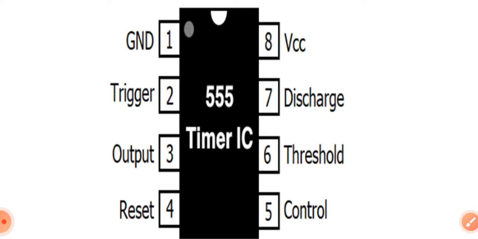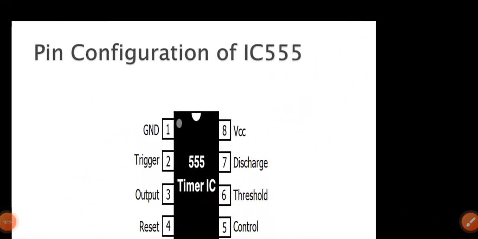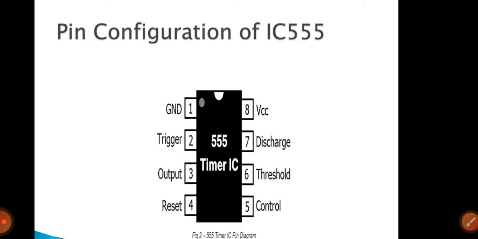Pin number 5 is for the control voltage. An external voltage applied to this terminal changes the threshold as well as the trigger voltage. Threshold voltage means it reaches the high voltage. If we are giving 5 volts, it reaches 5 volts, then afterwards the voltage will not pass that, and it starts discharging. The peak of the voltage, the high voltage, we can call the threshold voltage. Pin 7 is discharge. Charging and discharging is the working. Pin number 8 is VCC, the plus power supply. This is the pin configuration of the IC 555 timer.